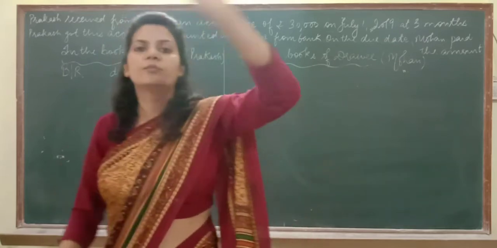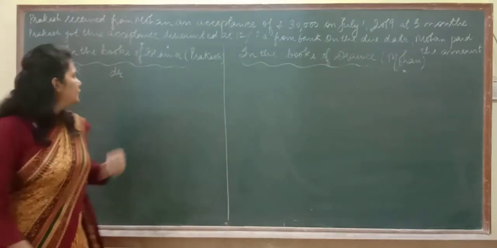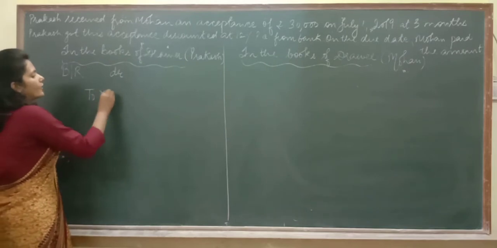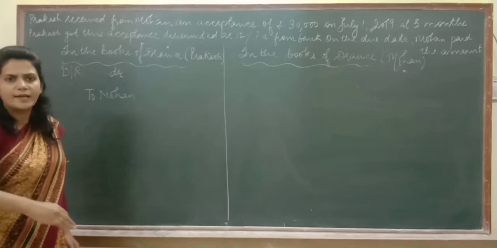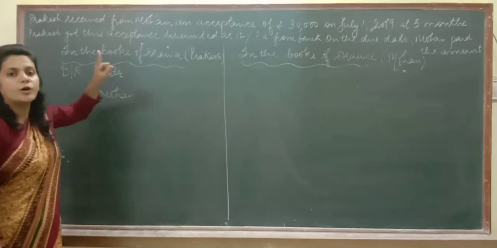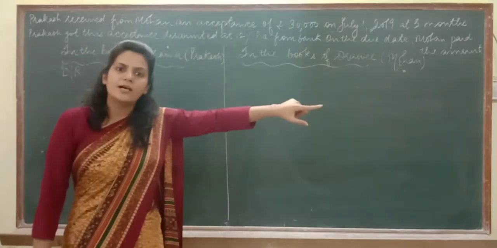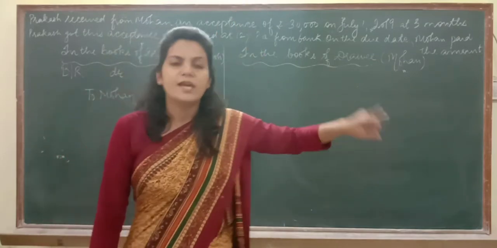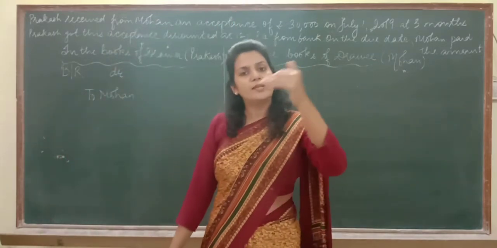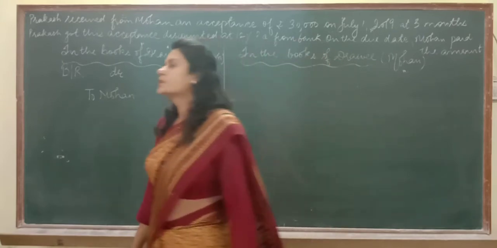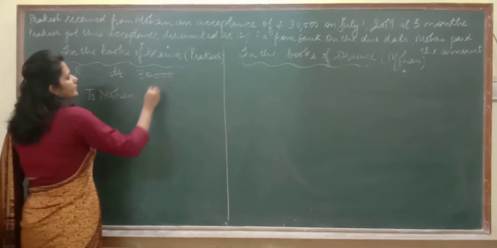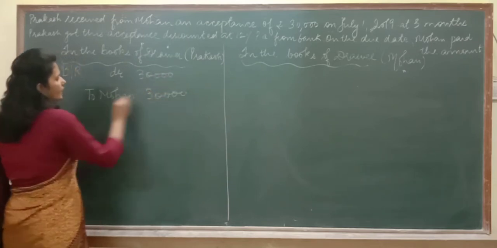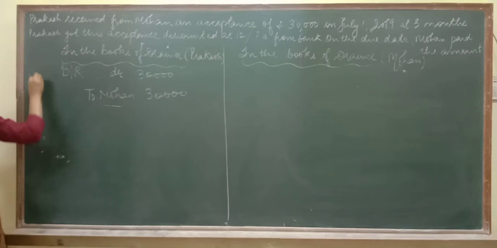One asset has decreased, another asset has increased. So Mohan has been removed from the list of debtors. So I need to credit Mohan's account because all the assets have debit balances. If I want to decrease any of my assets, then I have to credit it. And now Mohan has been added into the list of BR. It means one new asset has been created, and if any new asset has been created, we have to debit its account. So the entry becomes BR account debited to Mohan. Amount is 30,000. This entry was passed on 1st July 19.